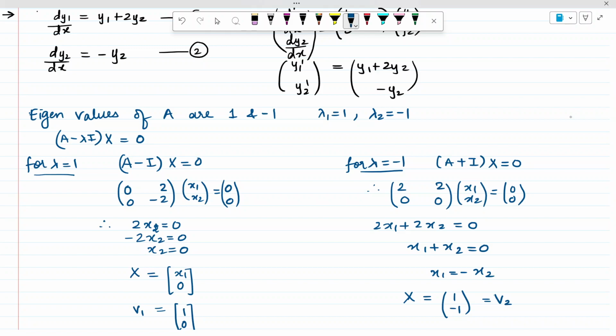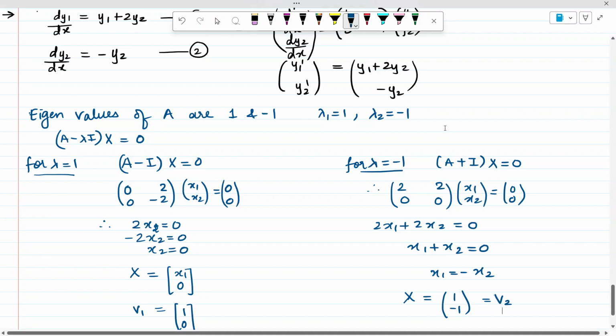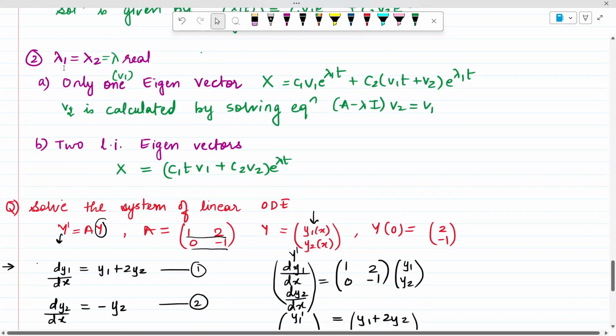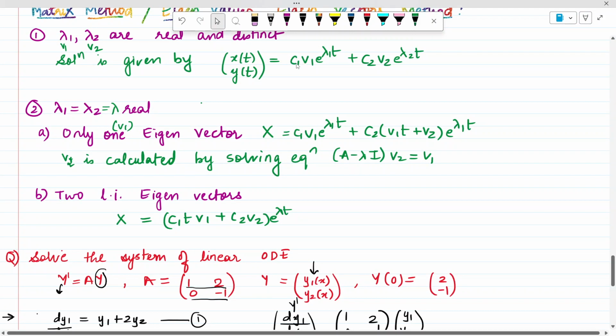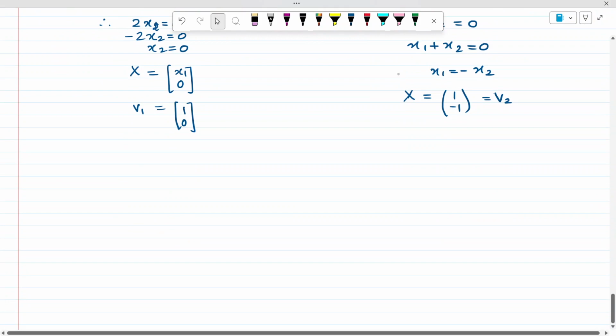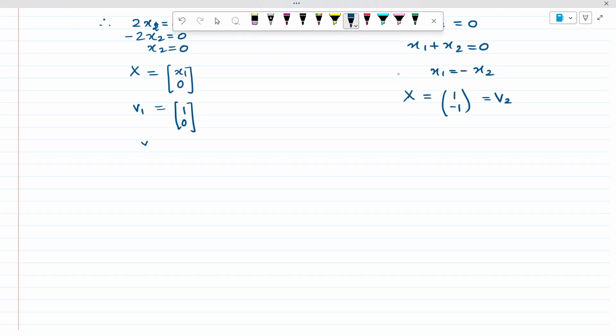Okay, fine. So these are distinct eigenvalues, and for distinct eigenvalues, we saw the method, rule number 1: C1 V1 e raised to lambda 1 t, plus C2 V2 e raised to lambda 2 t. So that's going to be my solution. My final solution, which is y in this case, would be C1 V1 e raised to lambda 1 t plus C2 V2 e raised to lambda 2 t.